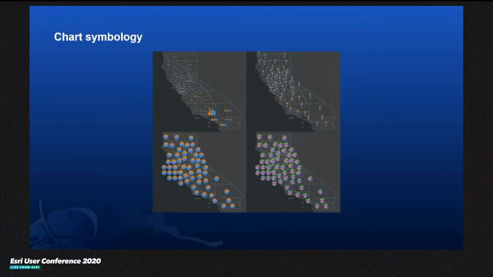Another frequently requested feature that is now available in 2.6 is chart symbology. You can now symbolize your data using bar, stacked, or pie charts to display qualities for the various fields in your data layers. This option is available for points, lines, and polygons and can be selected from the primary symbology picker.